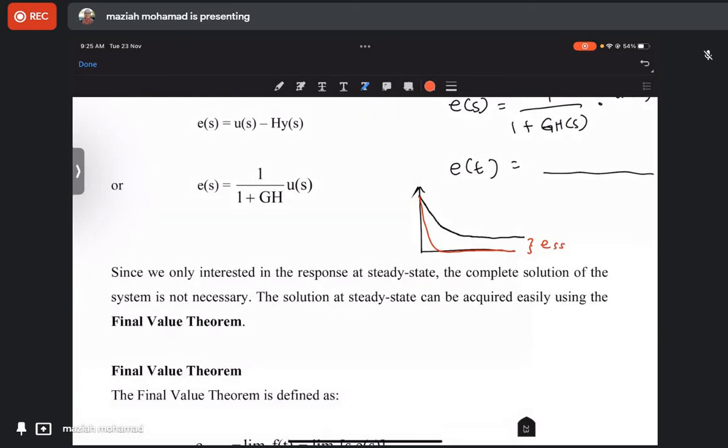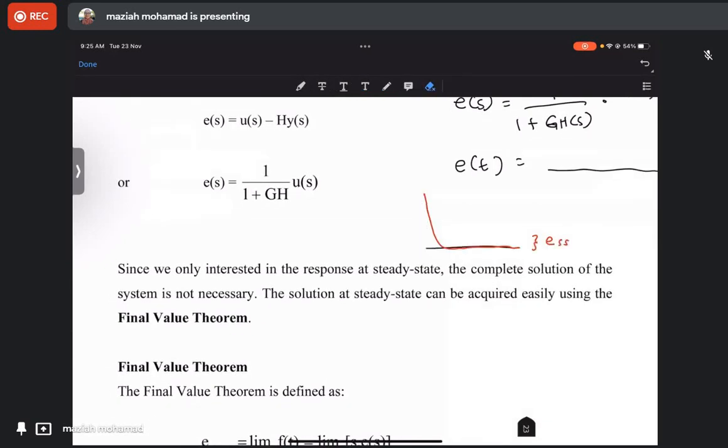We're not interested in this region because there will be some fluctuation and so on. We want to know the value of this one only. So due to that reason, we're not going to derive the time response equation for error. Instead, we're going to use the final value theorem, which will allow us to get any final value.